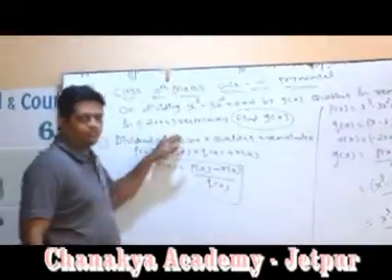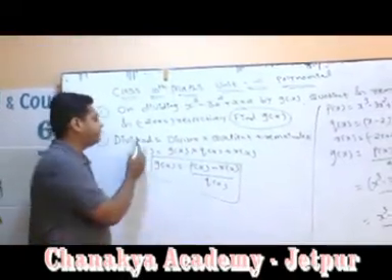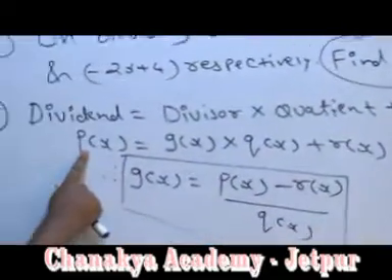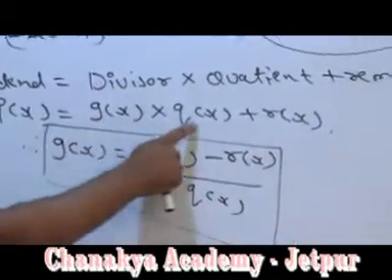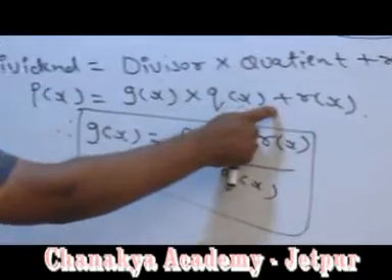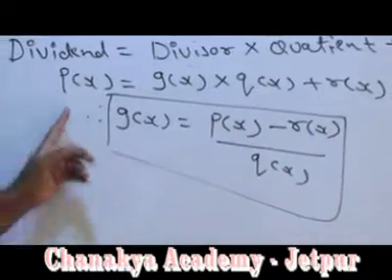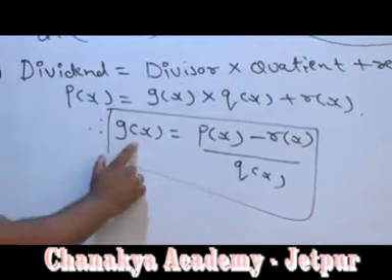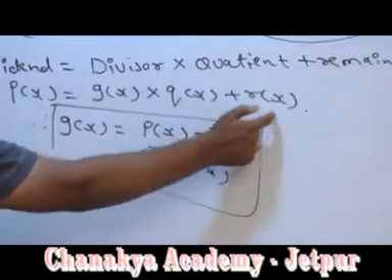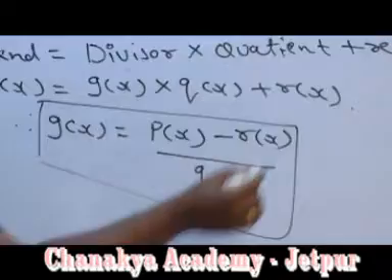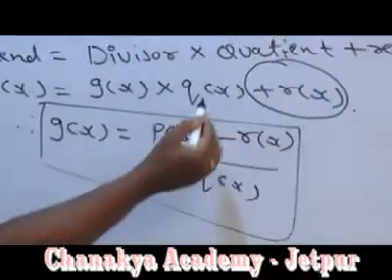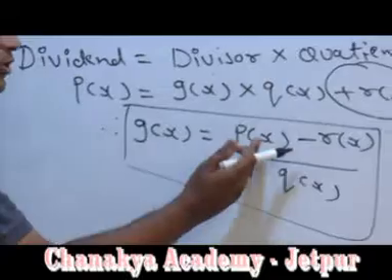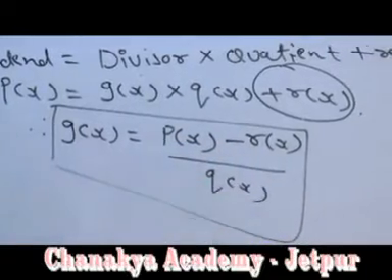First students, we have derived the formula: dividend equals divisor into quotient plus remainder. P of x equals g of x into q of x plus r of x, which is our main formula for dividend. Now I have derived g of x. G of x is our divisor polynomial. Here it is plus r of x, which on the RHS side I have converted to the LHS side: g of x equals p of x minus r of x divided by q of x.